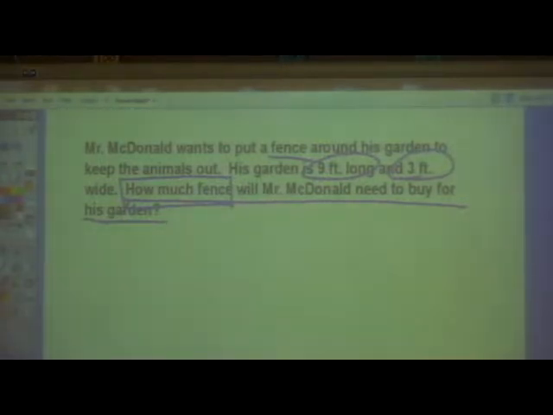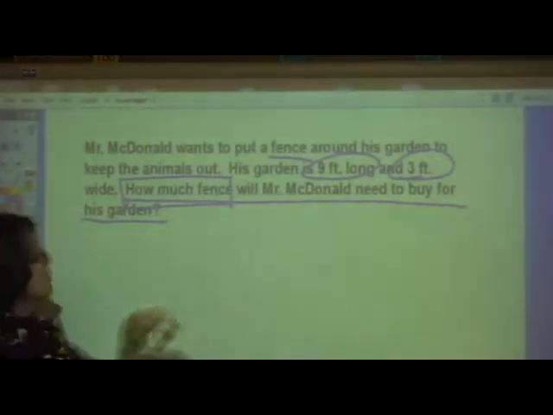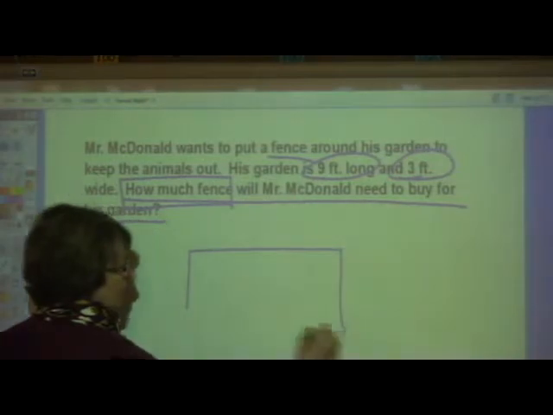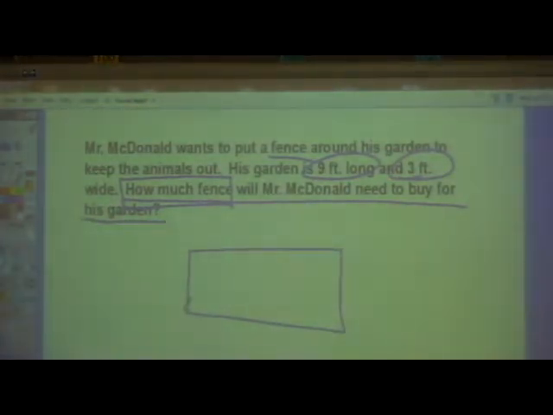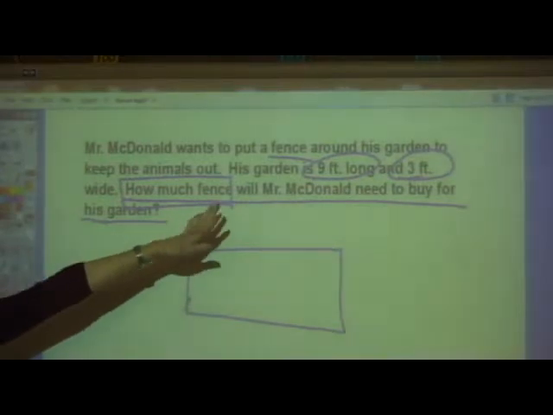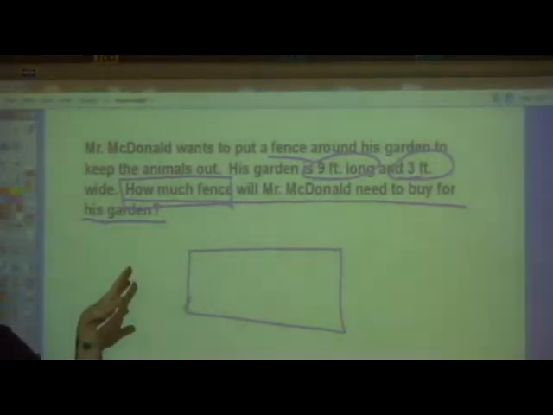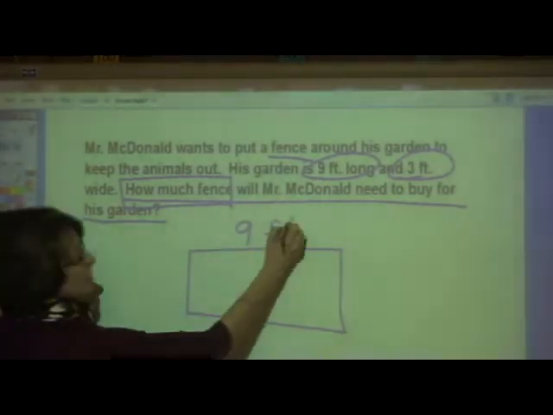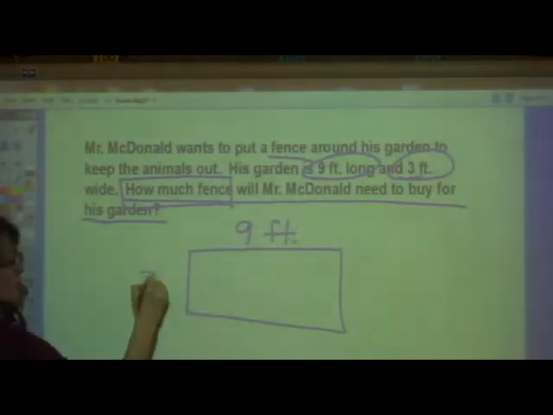Then we'd move from actually touching pieces to having them draw it. So I'd ask the students, okay, if it's 9 feet long and 3 feet wide, what shape is Mr. McDonald's garden? Rectangle. A rectangle, okay. So then on their paper, they would draw a rectangle. And I try to tell them not to draw it so small that they can't work with their numbers. And then we also teach them to label. So I have my garden. One side is going to be 9 feet. It doesn't matter which side they label. We don't worry about that. So I wouldn't correct a child if they put the 9 over here. It doesn't matter. So it's 9 feet by 3 feet.